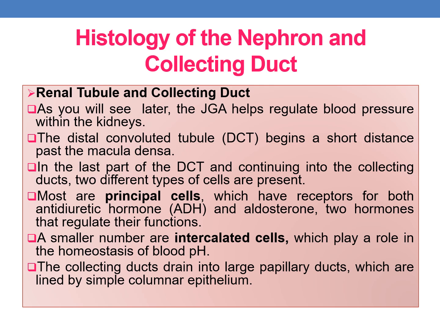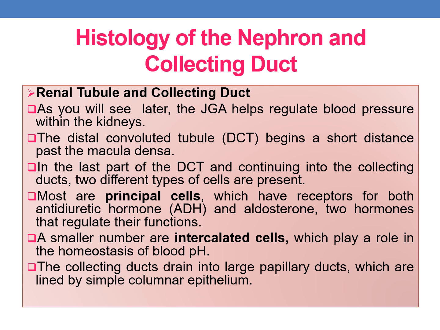Together with the macula densa, they constitute the juxtaglomerular apparatus. The function of the juxtaglomerular apparatus is to regulate the blood pressure within the kidneys. The distal convoluted tubule begins a short distance past the macula densa.